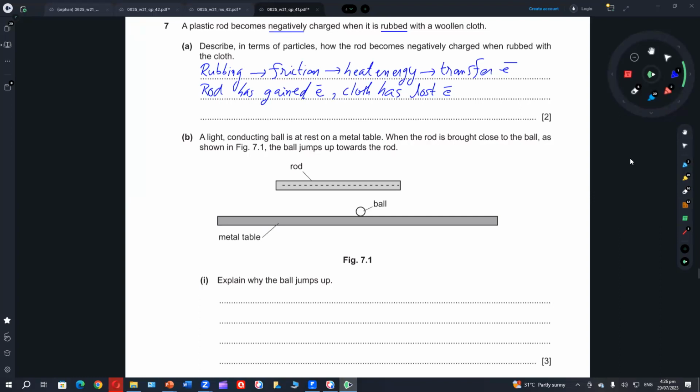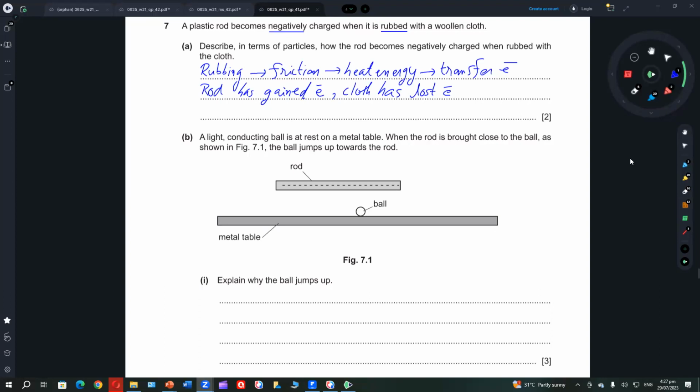Hamad, have you copied it? Please reply. Have you copied the answer? Yes, sir, I am done copying.